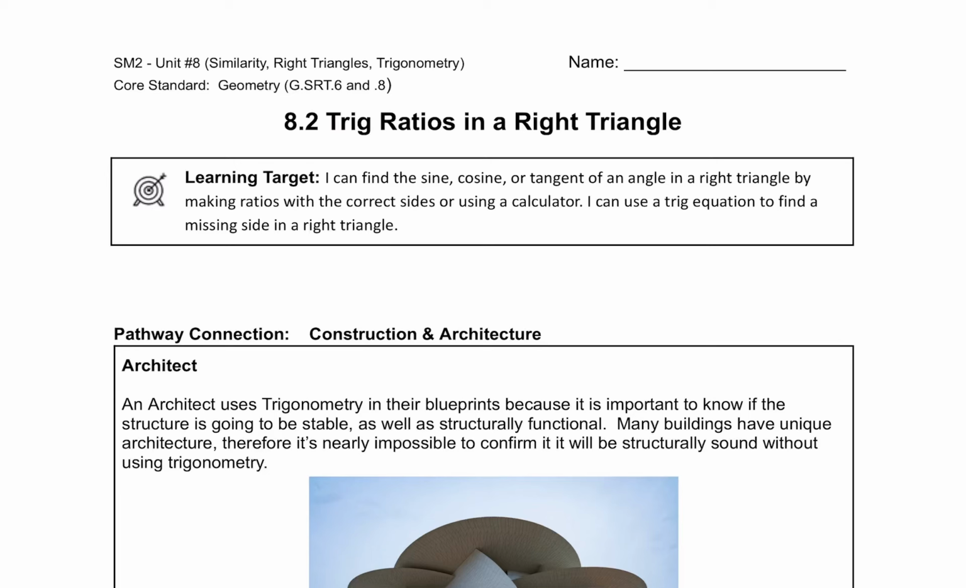Okay, today we're going to be going over 8.2 on trig ratios in a right triangle. Our learning target is I can find the sine, cosine, or tangent of an angle in a right triangle by making ratios with the correct sides or using a calculator. I can use a trig equation to find a missing side in a right triangle.